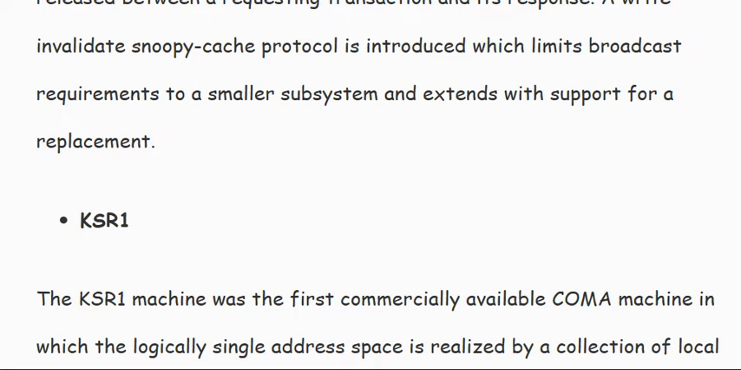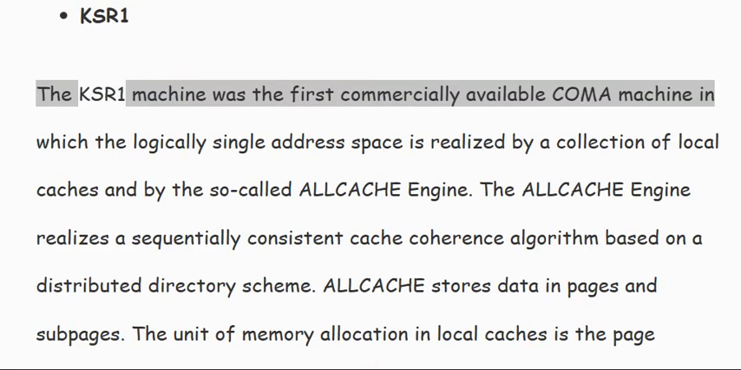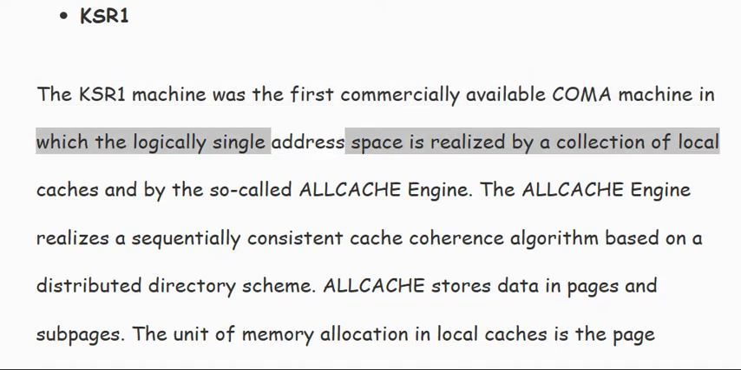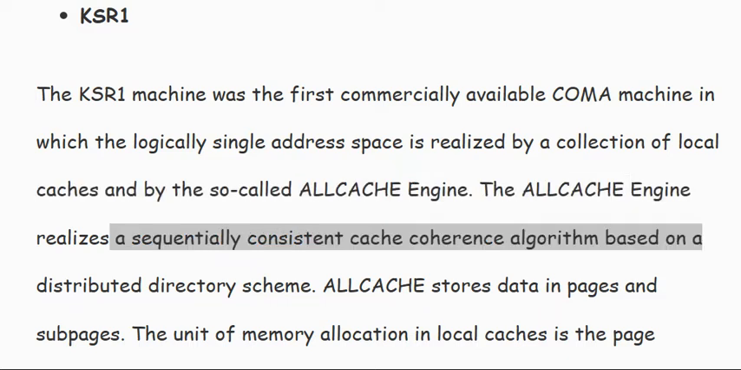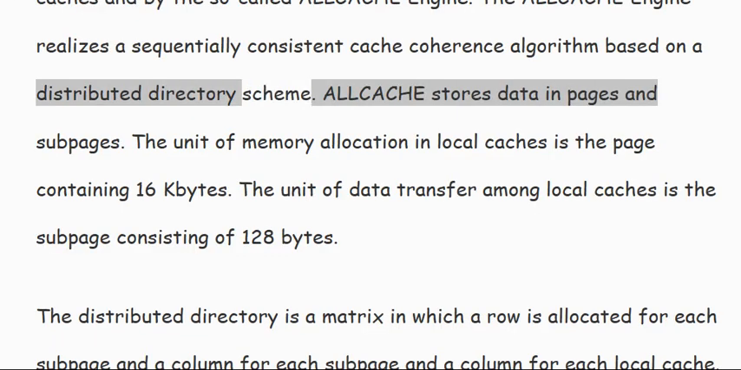KSR-1. The KSR-1 machine was the first commercially available COMA machine in which the logically single address space is realized by a collection of local caches and by the so-called ALLCACHE engine. The ALLCACHE engine realizes a sequentially consistent cache coherence algorithm based on a distributed directory scheme.